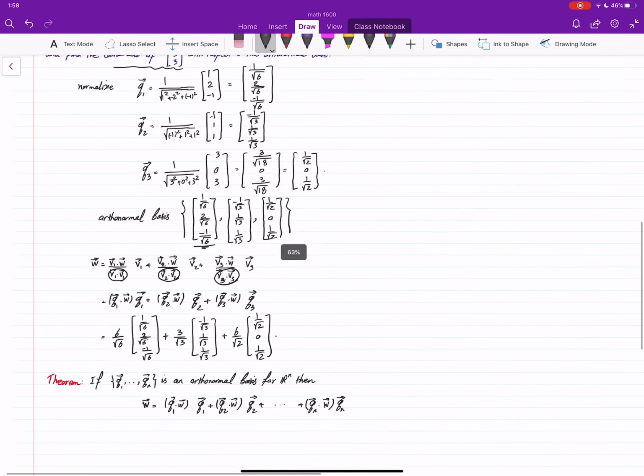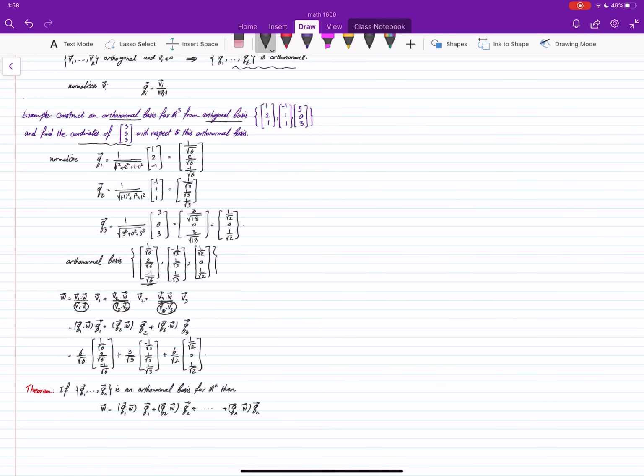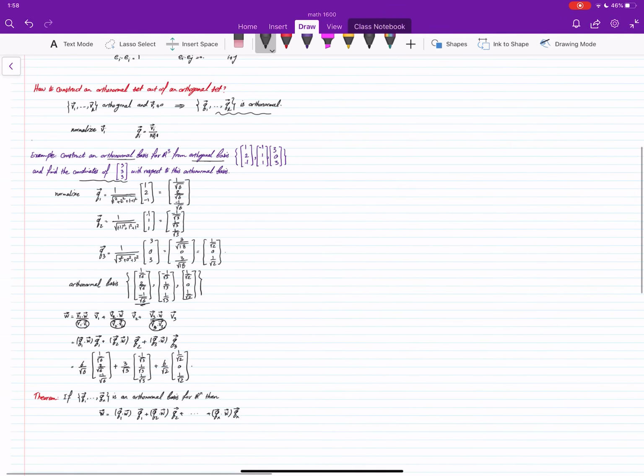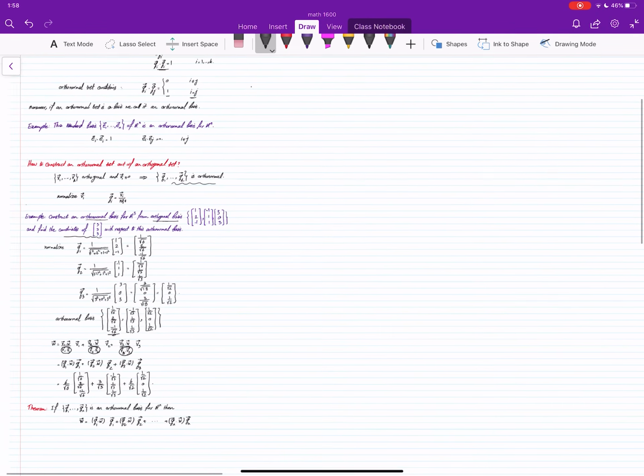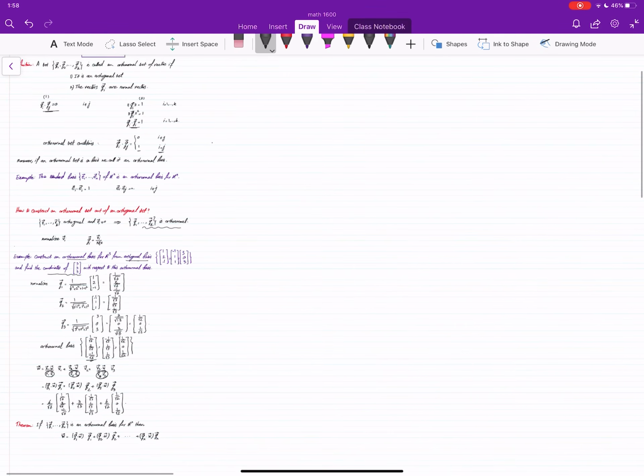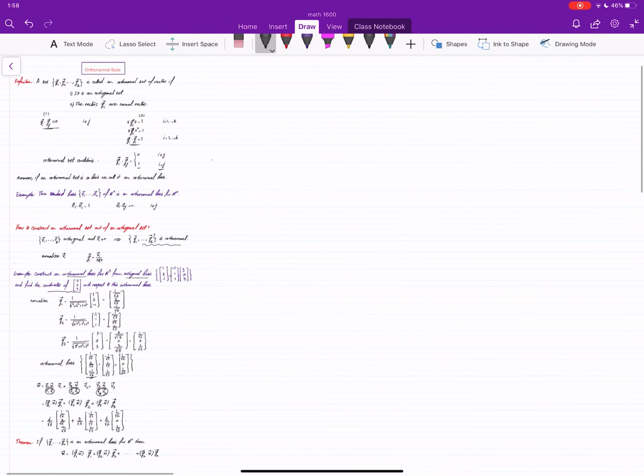We will work with orthonormal bases in more detail when we study orthogonal matrices.